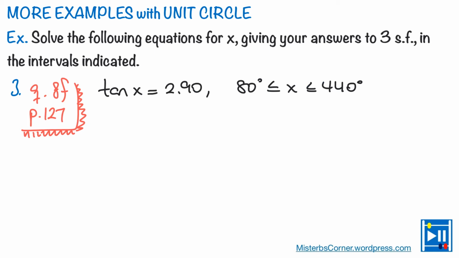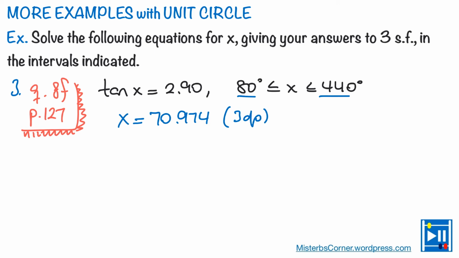Now I'll solve question 8f on page 127. This is tangent x equals 2.9. So basically I'm going to go on like x equals, now notice that these are in degrees, so make sure that you change the mode of your calculator to degrees. So I'm going to go with tangent inverse of 2.9, which will give me 70.974, let's say 3 decimal places, just to avoid unnecessary errors.